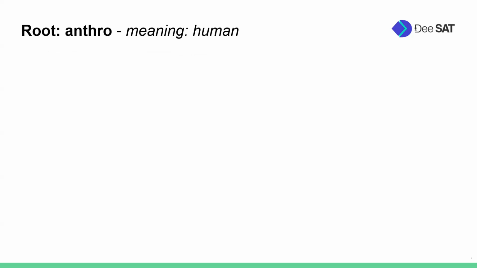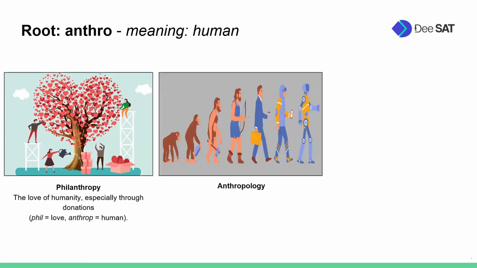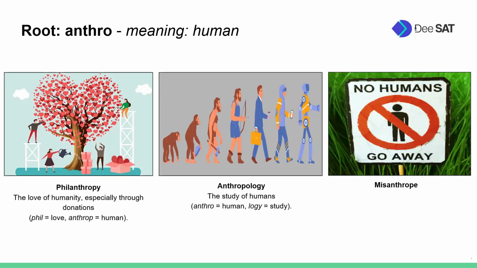Next root in context is anthro, which means human. Let's talk about the first word here, philanthropy. Philanthropy means the love of humanity, especially through donations. Phil means love, anthro means human, and from there we get love of humanity. Next word, anthropology. Again, anthro means human, ology means study. So the study of humans or how they evolved is anthropology. Misanthrope. Mis is a negative word. Anthro means human, so a person who dislikes humans.